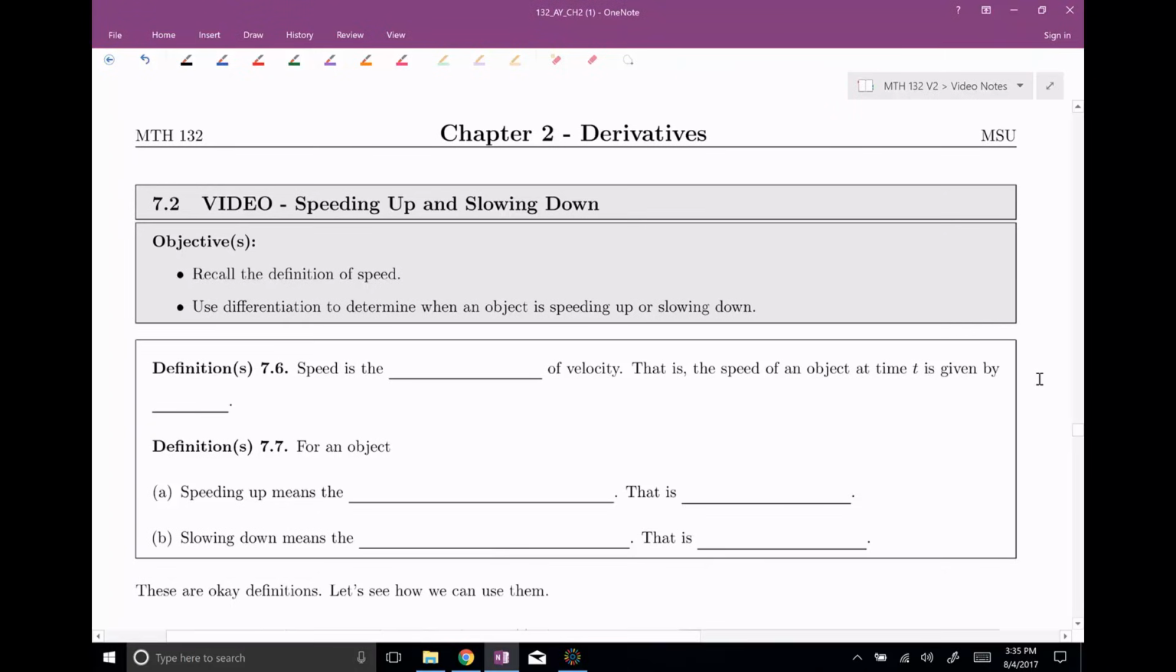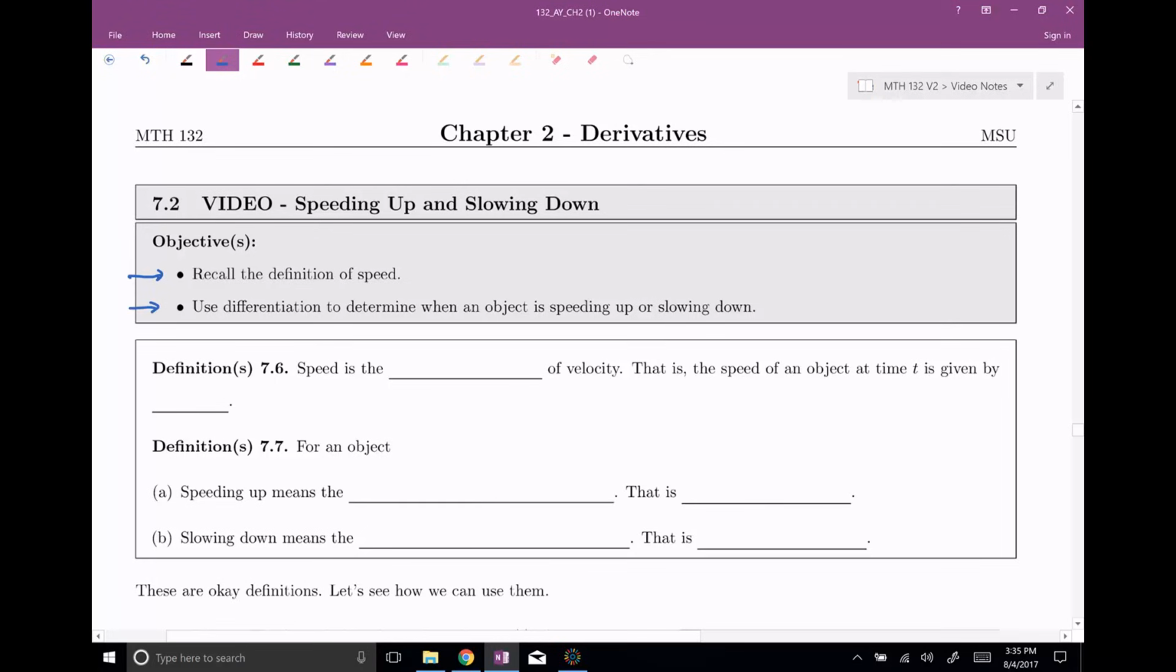Here in our second video, we're going to be talking about speed, right? So we want to be able to identify when is something speeding up, when is something slowing down, and of course, what is this quantity that we're calling speed? So that's going to be the objective for this video.